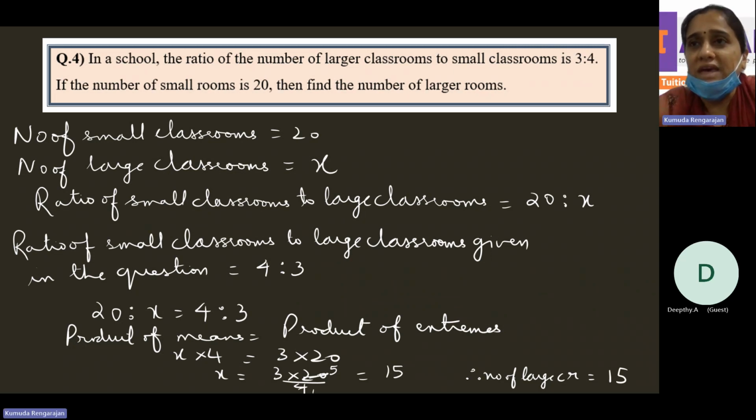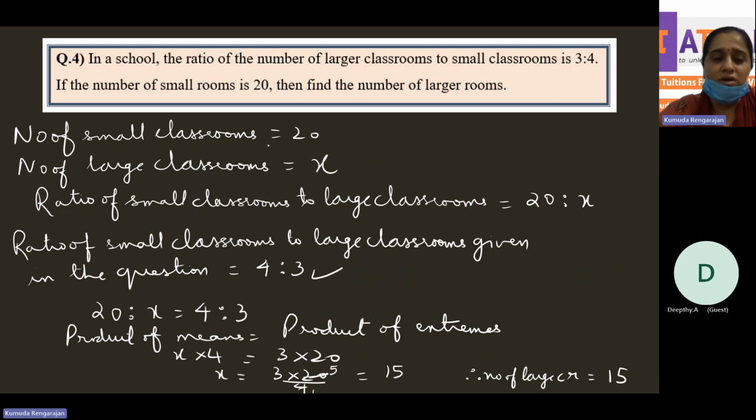Supposing A is to B is 3:4, then B is to A will be 4:3. Not clear over here? So large classrooms to small classrooms is 3:4, then small classrooms to large classrooms will be 4:3. Now you should consider two ratios here. One is given: large to small is 3:4, or small to large is 4:3.